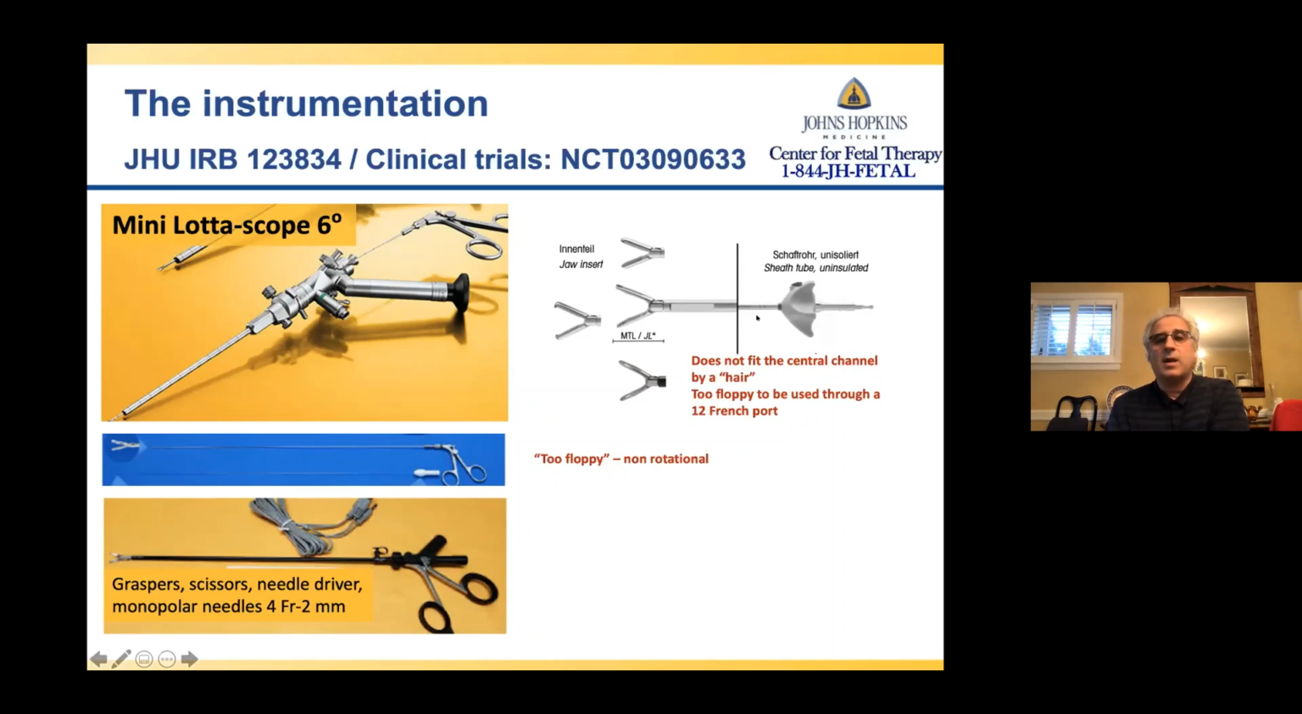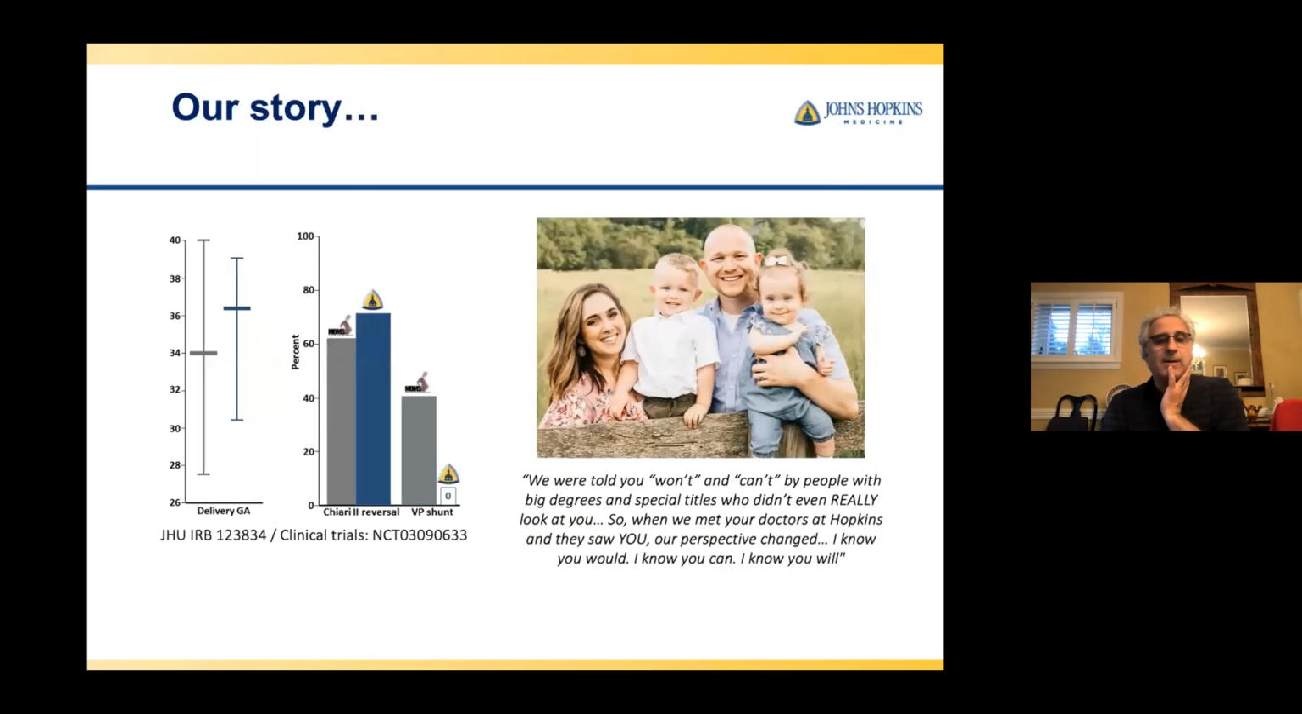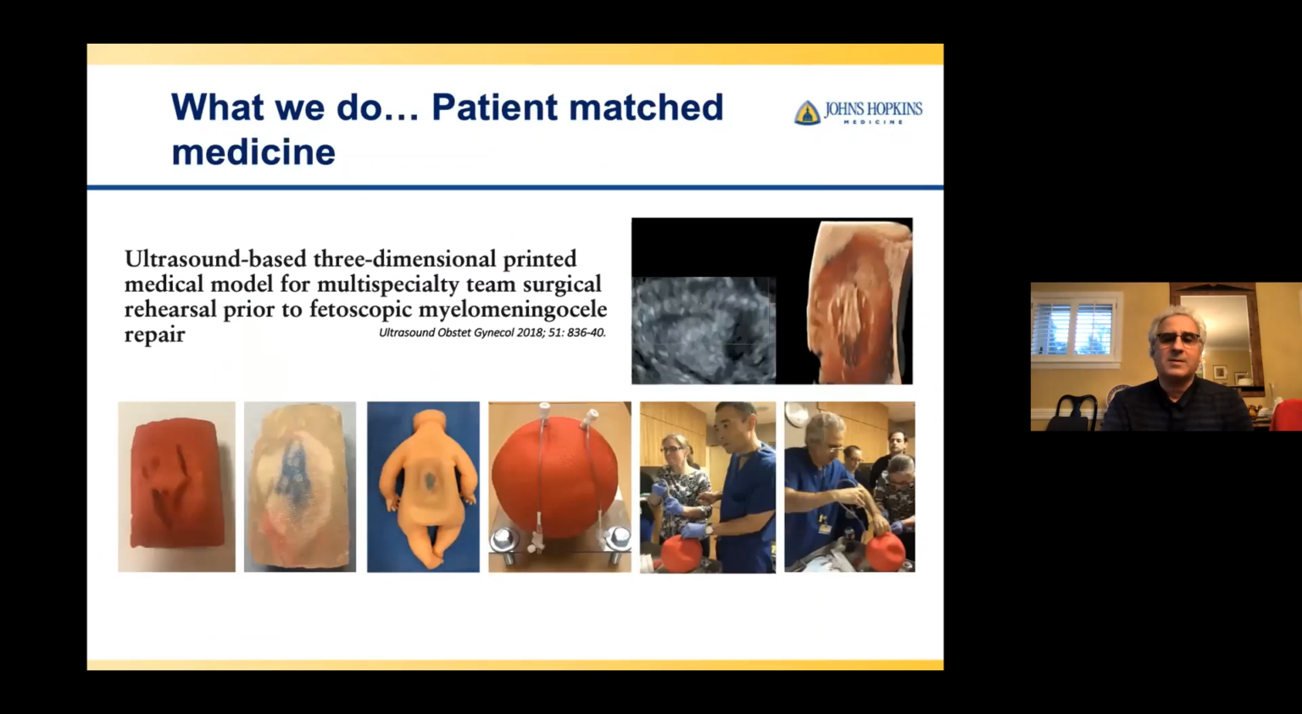It would make it a lot easier to have something that you could rotate and that would use the integrity of the working port as a support structure and therefore allow us to use even a smaller diameter instrument. Now, we've been very successful with this technique. Our average gestational age at delivery is just under 37 weeks, which is good, and our shunt rate is now, I think, about 15% or so.